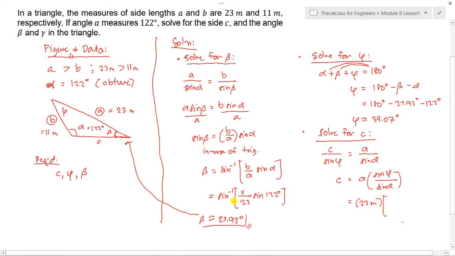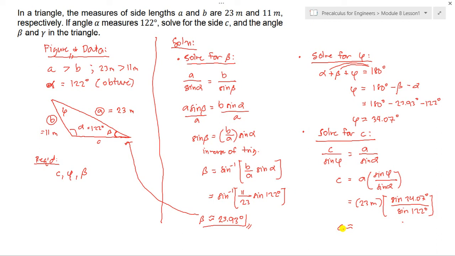So I kalimti ang units. Sa atong pag-solve diri, makancel mo itong mga units mo ng unitless ng atong mga angles dira. So that is sine gamma is approximately 34.07 degrees all over the sine of alpha, that is 122 degrees. Simplifying, the side C is approximately sine 34.07 all over sine 122. So our side C is approximately 15.19, approximately 15.19 meters.